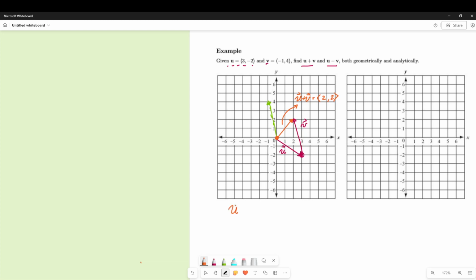So we've got u plus v. So our u is 3, negative 2, plus our v, negative 1, 4. So if we want to add those, we're just going to take the 3 plus negative 1 and the negative 2 plus 4, and yeah, we're going to get 2, 2. Same vector.